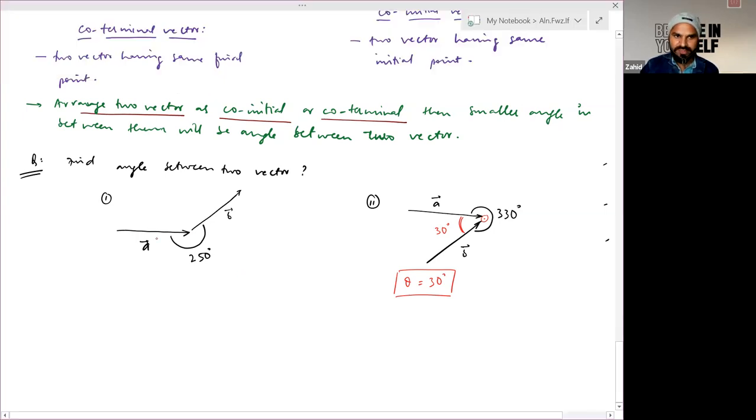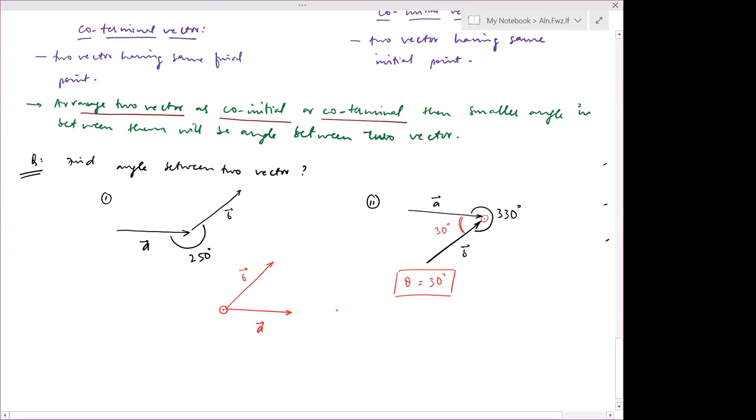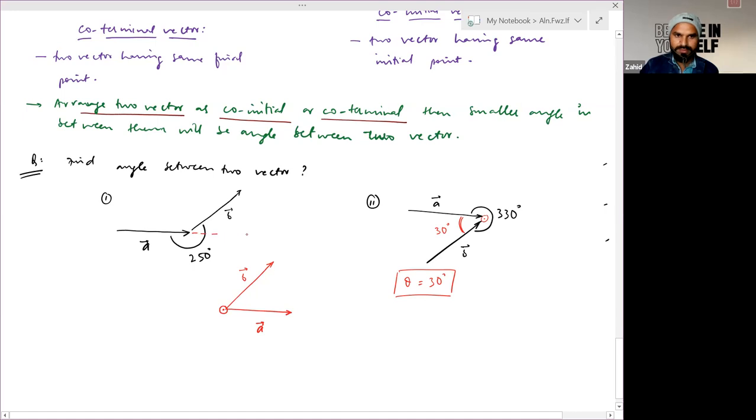Suppose I have shifted this A along its own path to form like this. This is vector B. If we shift A along this path to reach this point, then the initial points of them will be the same. Is it clear? Yes, sir. I have just shifted vector A along this path to reach this point.